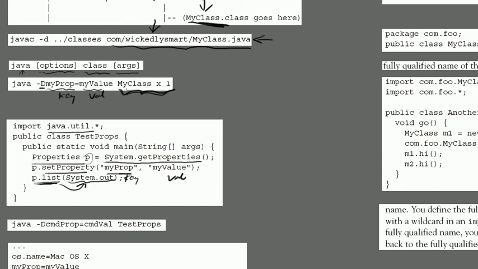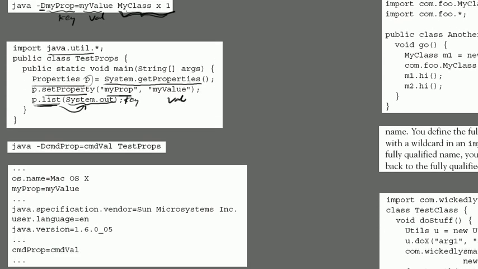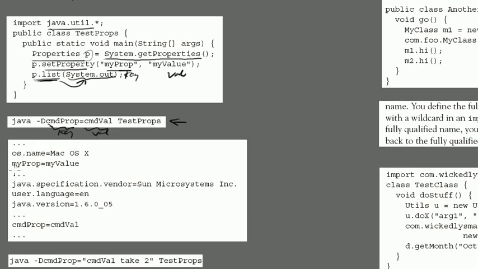So when you run the program using this command, you're setting a key value using the command line. Both my prop and my value that you've set programmatically using an instance of property, and also command prop and command val that you've set using the command prompt, show up.